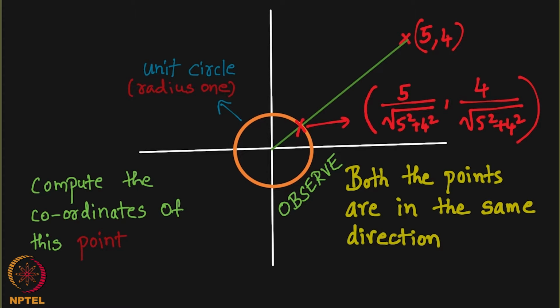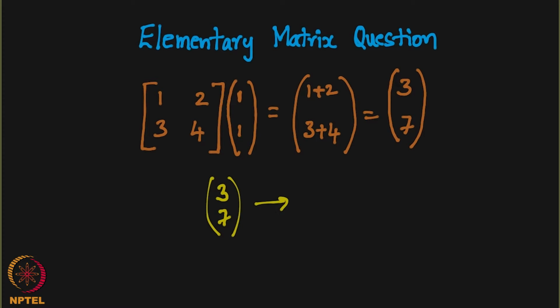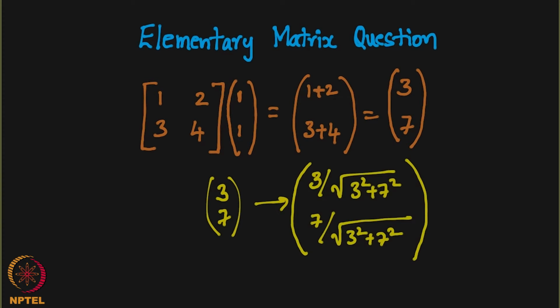Before the previous video that I showed you, whatever we did there, I'm going to ask you to do the same thing for the next slide. 3, 7, when it's pulled to the unit circle, will give you so much. Again, a divided by square root of a square plus b square and b divided by square root of a square plus b square is the corresponding point on the unit circle. What is this equal to? Let me compute. I use my calculator and I saw this comes out to be 0.39 and 0.91. Good.